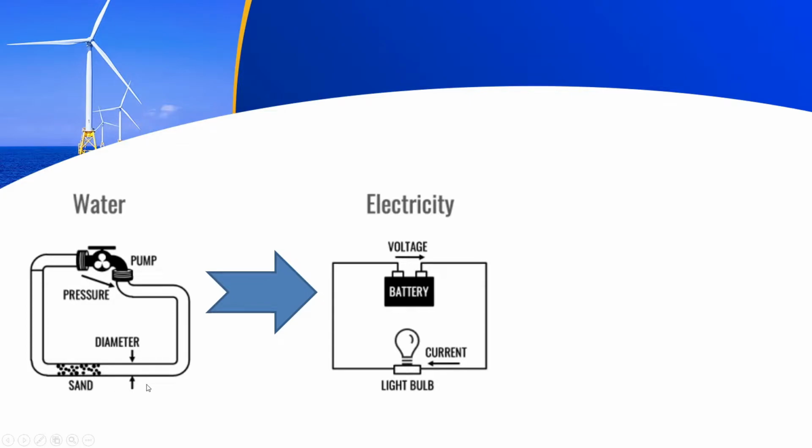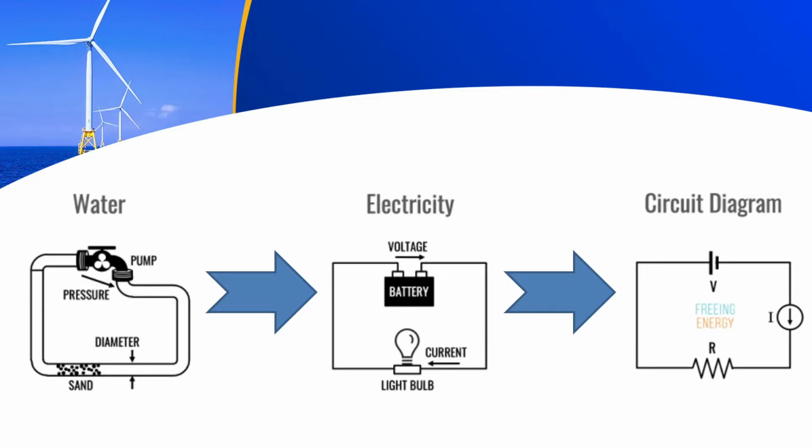Okay? So kapag nilagay natin siya sa circuit diagram, ganito yung representation. So meron tayong voltage, meron tayong current, then meron tayong resistance.